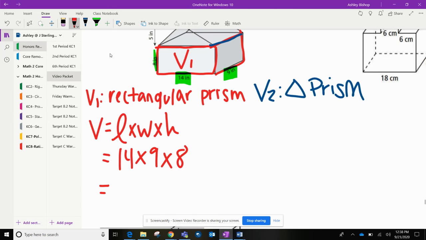So really, I just multiplied all three of those numbers together. Take a second and in your calculator, do that math. 14 times 9 times 8 will be 1,008. 1,008 inches cubed. And remember, this is kind of just like a problem we did on Friday. So it's not too difficult. Those were how we did the rectangular prism.